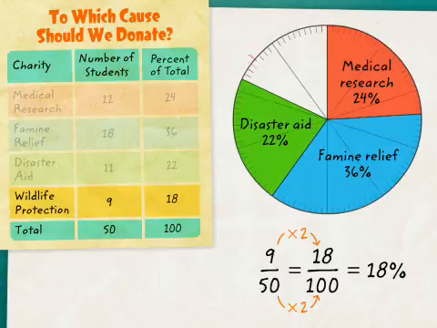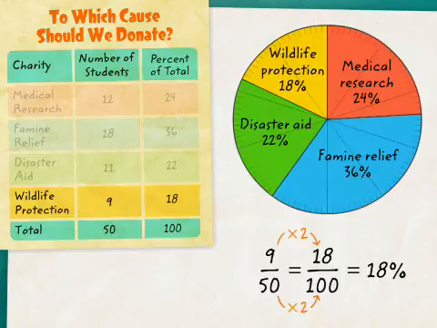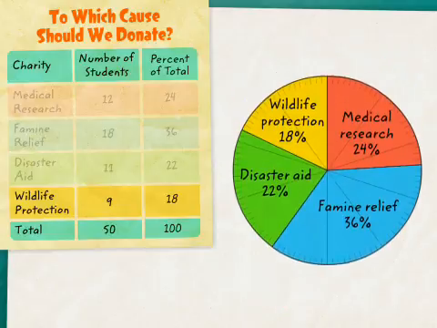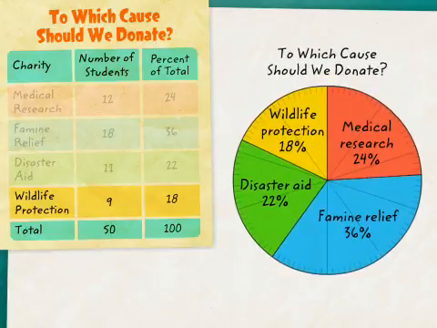Maya checked the remaining sector had 18 tick marks along the circumference of the circle. It did! So she colored the sector and labeled it Wildlife Protection, 18%. To complete the graph, she titled it, "To which cause should we donate?"